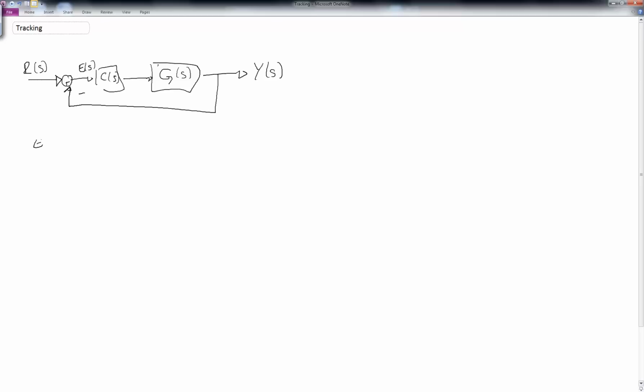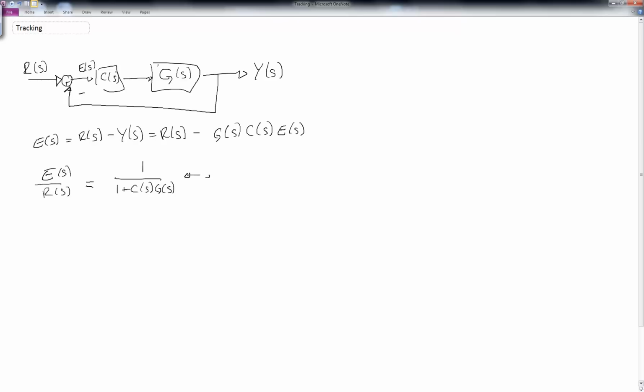And we notice that E of s is just the reference minus the output, and if we make some substitutions, I get y of s is just g of s times C of s times E of s. And if I solve for E of s over R of s, I'm left with what we call the error transfer function, which is 1 over 1 plus C of s times G of s. This is known as the error transfer function.